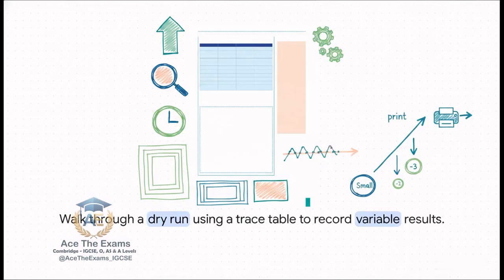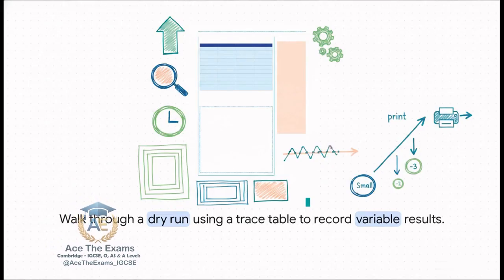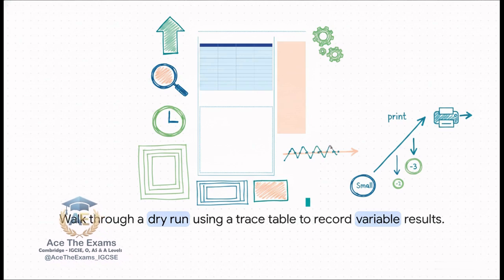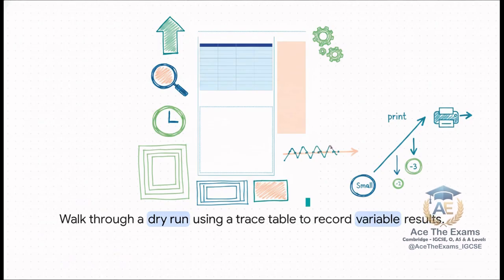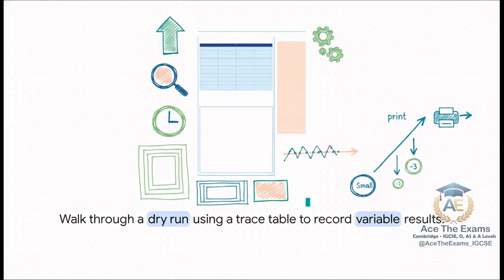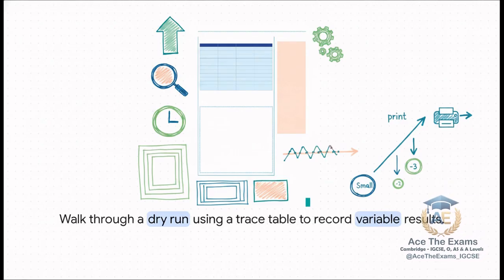Let's act as a human computer for a moment. We're going to walk through a dry run using a trace table to record the result of each variable step by step. A trace table forces you to slow down. Each column represents a specific variable. Every time a variable changes value in the loop, you write the new value on a new line in the table. Never ever erase the old value. The entire history of the variable's state needs to be visible to the examiner.